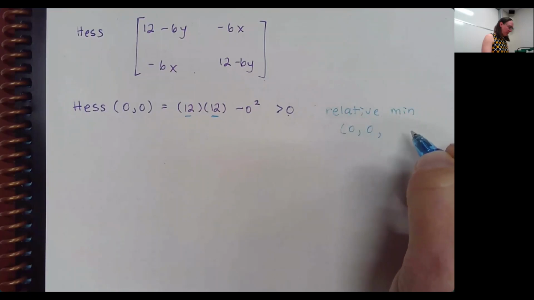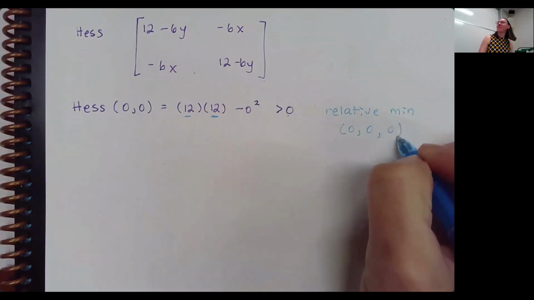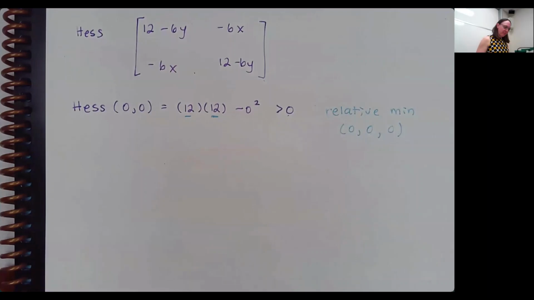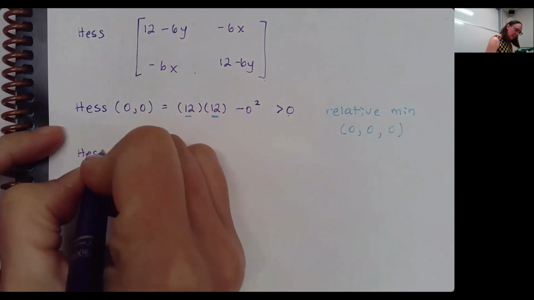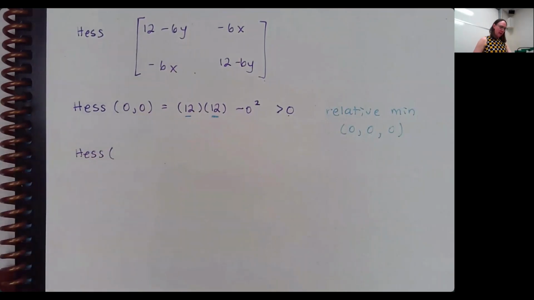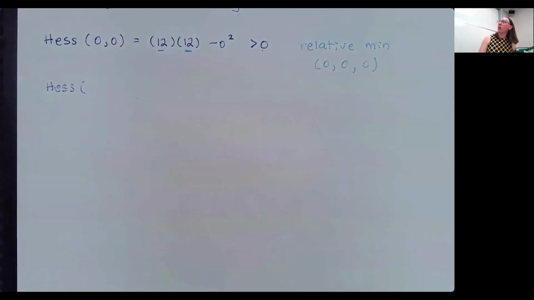Oh, we can plug in 0. If I plug in 0 for x and y, this one conveniently is 0. If we look at the Hessian at, where are my other points? Oops. So 0, 4. If I look at 0, 4.